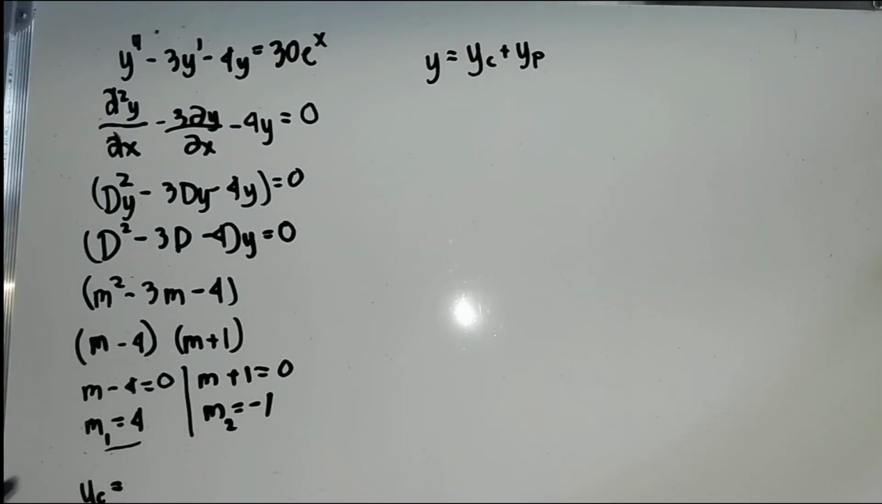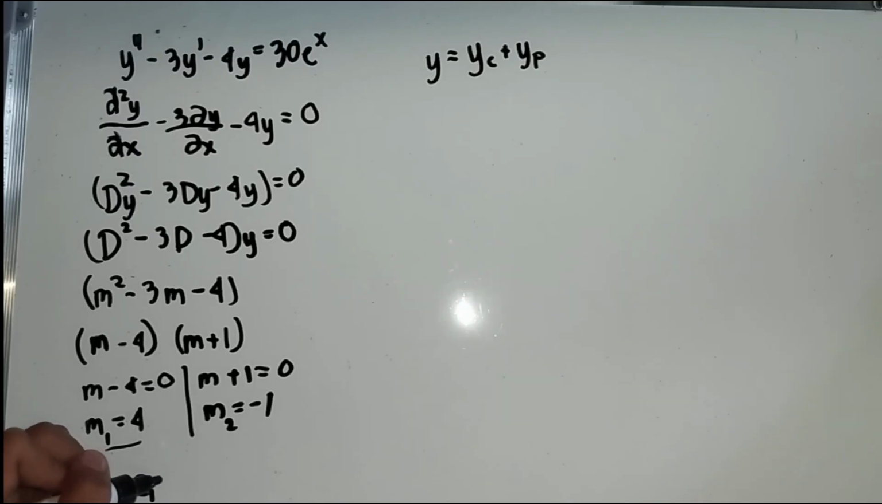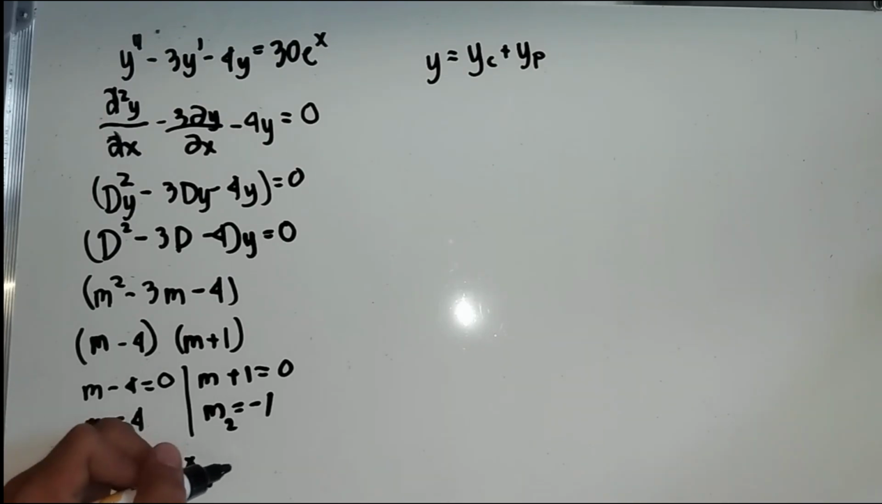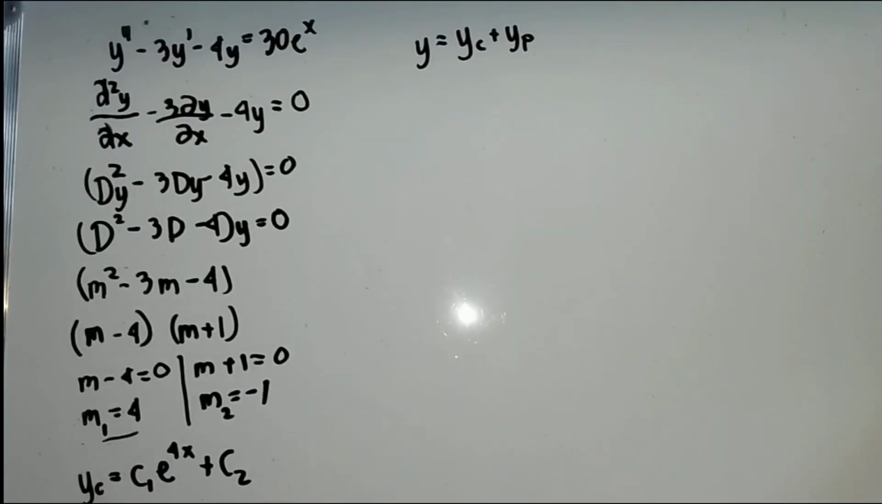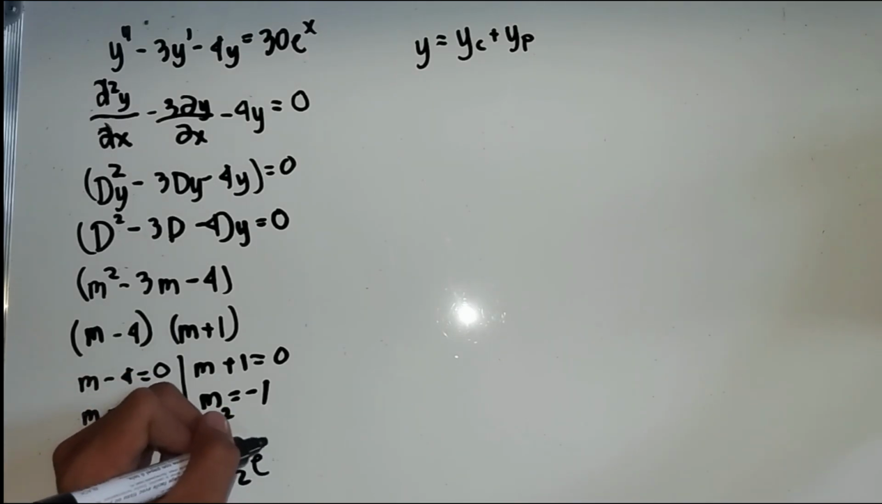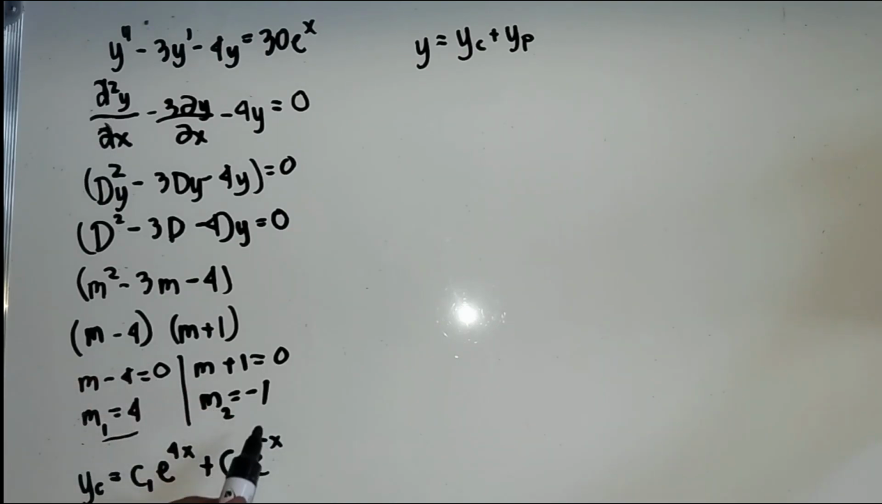So we have here c sub 1 e to the power of 4x plus c sub 2. Since this is distinct, we don't have to put x, and it is not repeated and also not imaginary, so this is the standard form for this equation. So we have c sub 2 e to the power of negative x, since it is just negative 1, we could simply put negative x here. So this is our yc.